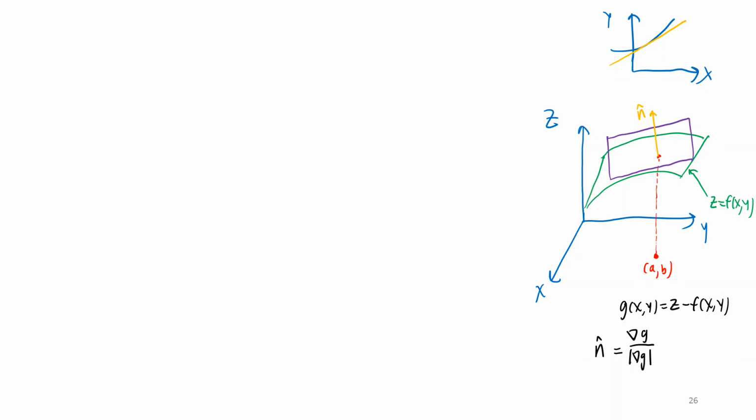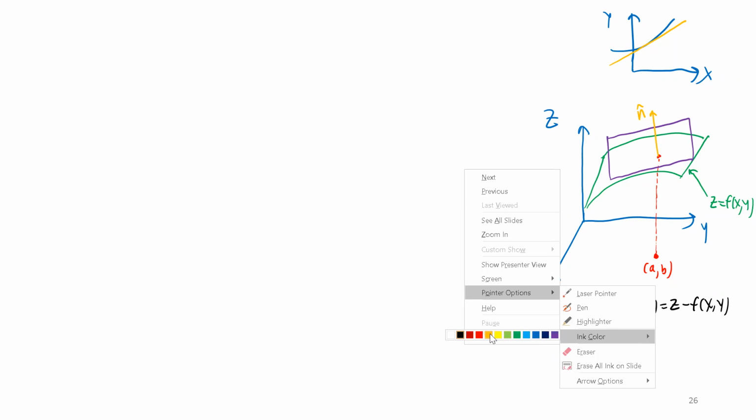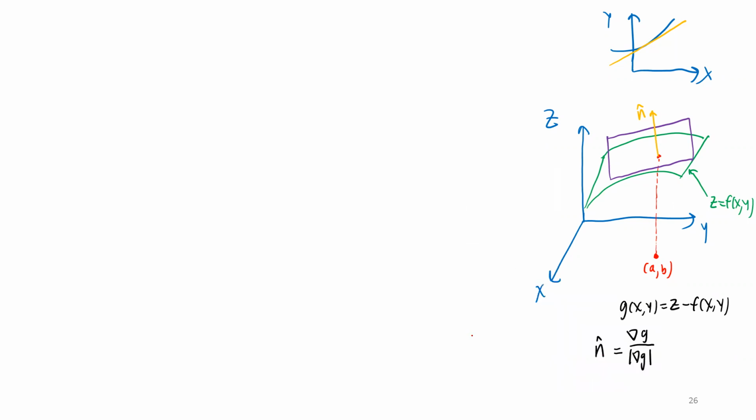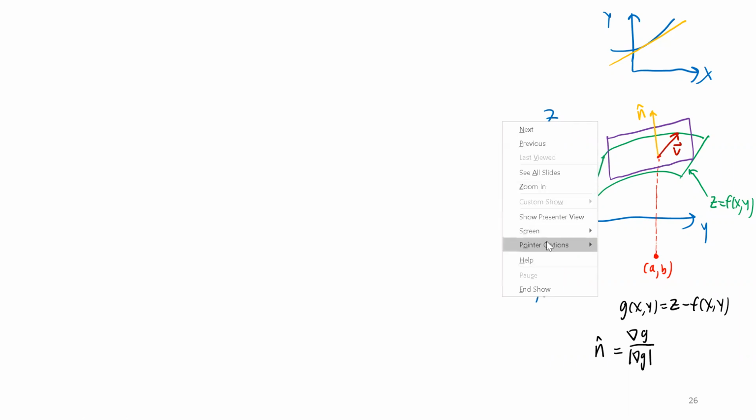So how do I represent this plane? What I'm basically saying is that if I construct any position vector v which lies on this purple plane and starts at this red point, it has to be always perpendicular to my normal vector n.